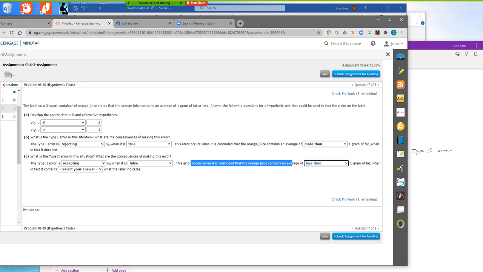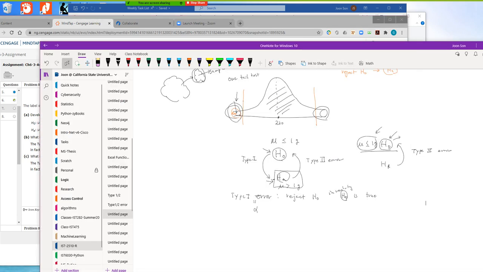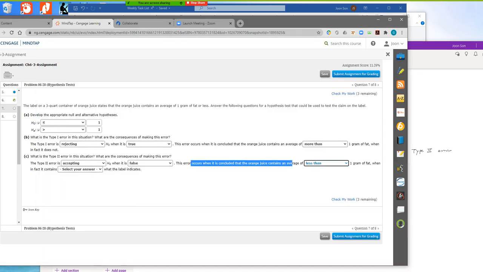When in fact it contains what? In fact, the population mean is greater than 1 gram. Okay, so that's how you should solve this problem.